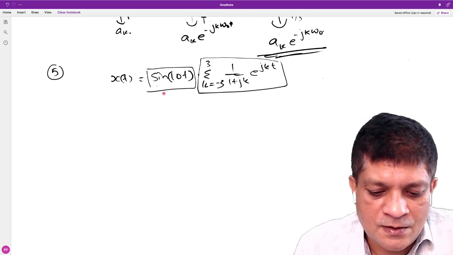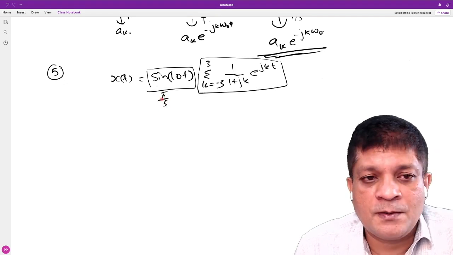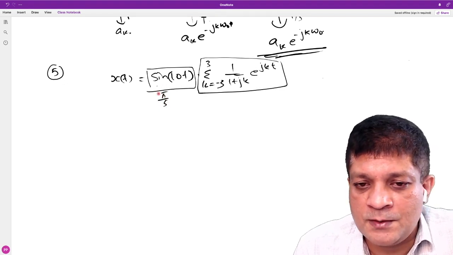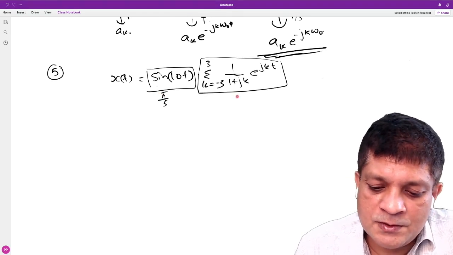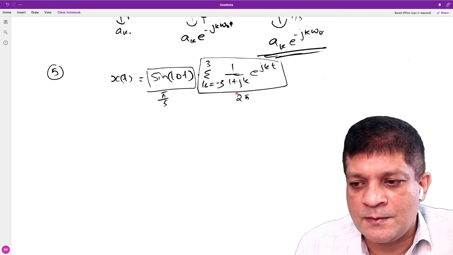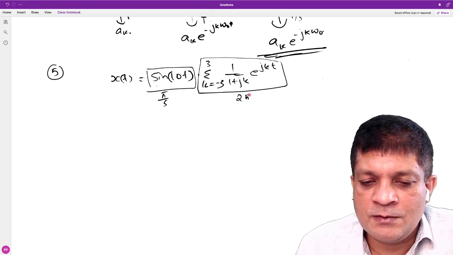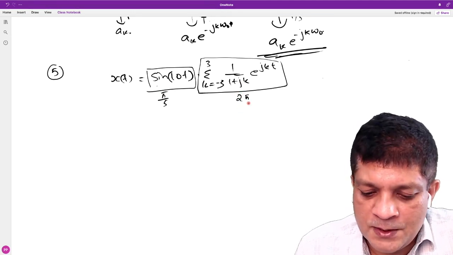Sine pi by 10t is a periodic signal with period pi by 5. And what about this? It is 2 pi. I have already sent you the solution. This is a periodic signal with the period 2 pi.